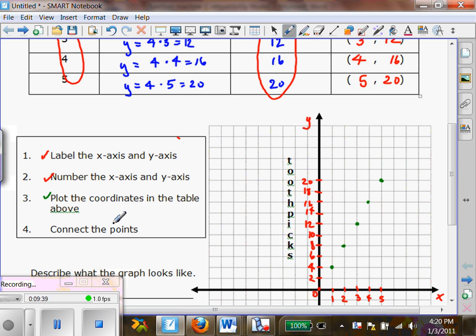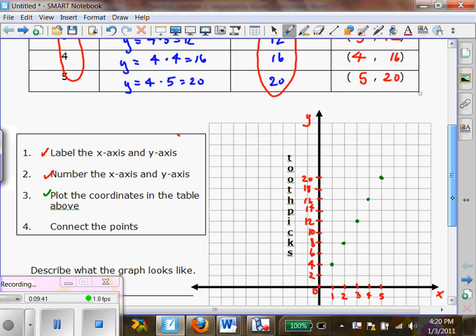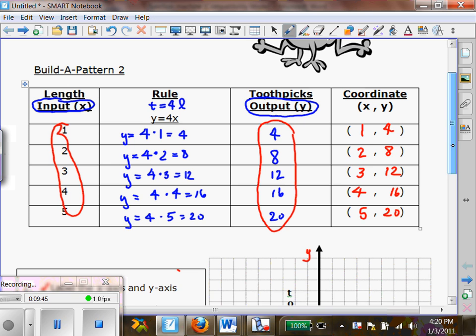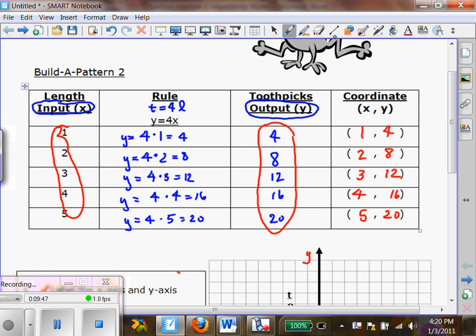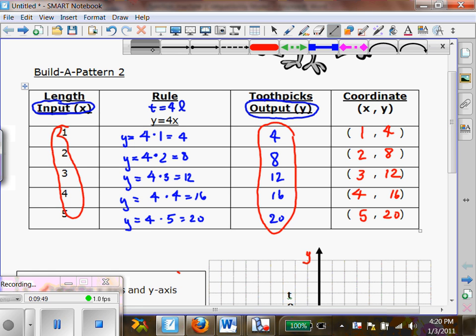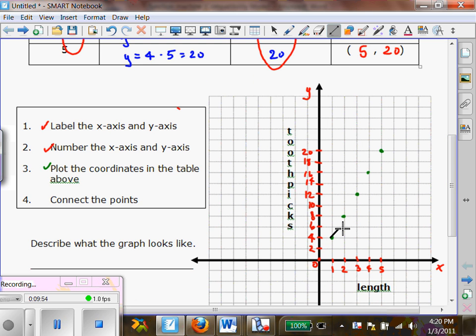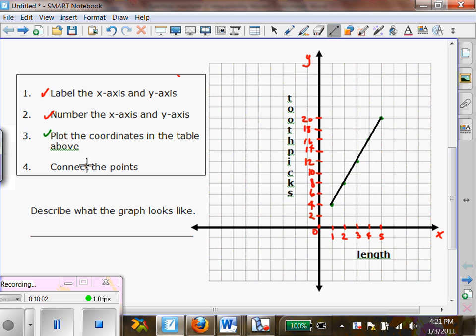Last step, number 4, is connect the points. So if you can use a ruler, I'm going to use my little fancy schmancy line tool because I can look at these and see, hey, I think these are going to make a nice little connection here. And I'm going to connect those just like that. And then I've got that done. Check, connected my points.